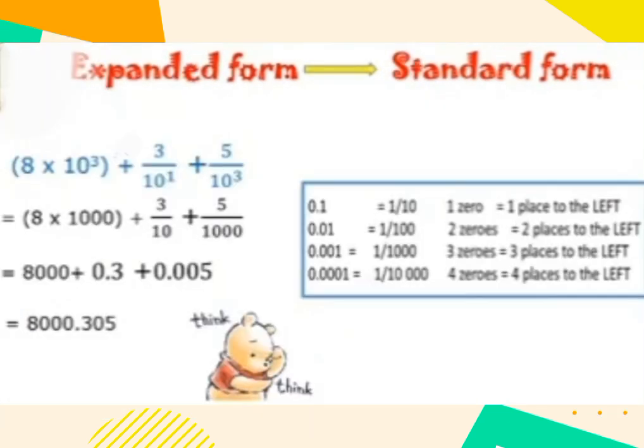Now if we want to do the inverse, if we have the expanded form, how do we transform it into standard form? Here we have an example: 8 times 10 to the power 3 plus 3 divided by 10 plus 5 divided by 10 cubed is equal to 8 multiplied by 1000, which is 3 zeros, plus 3 over 10 plus 5 over 1000. Then we use the rules that we took first, how to multiply a number by a power of 10 and divide a number by a power of 10, and then add them together in order to obtain the answer.